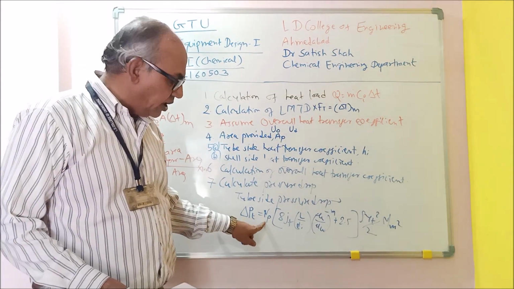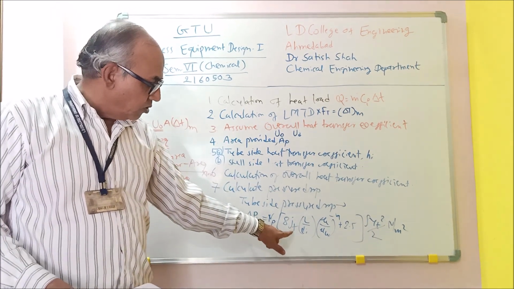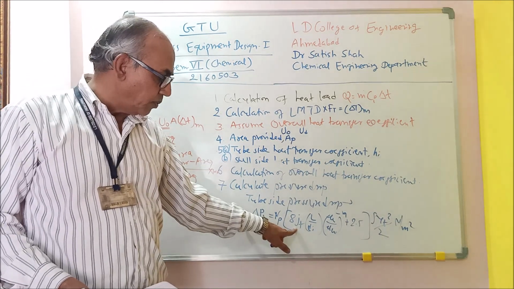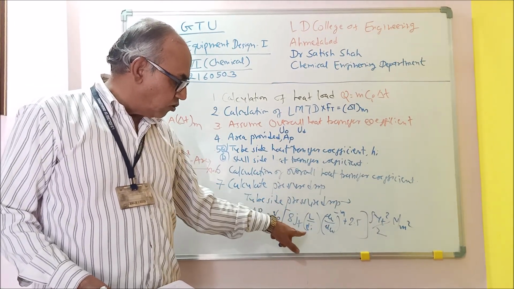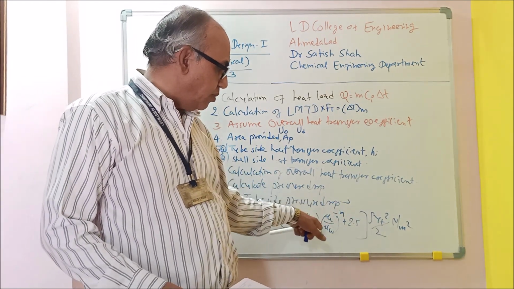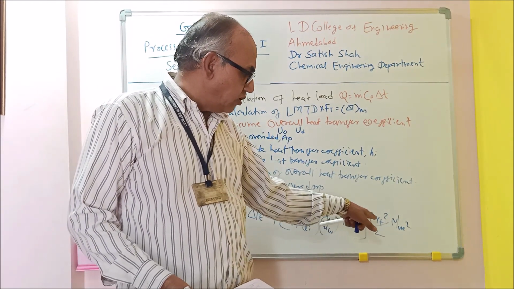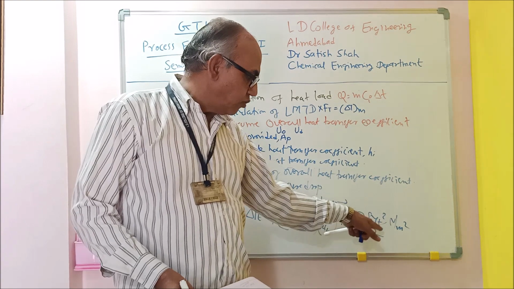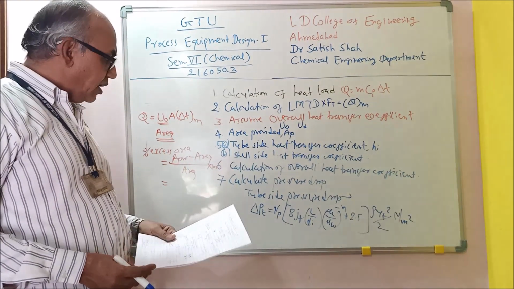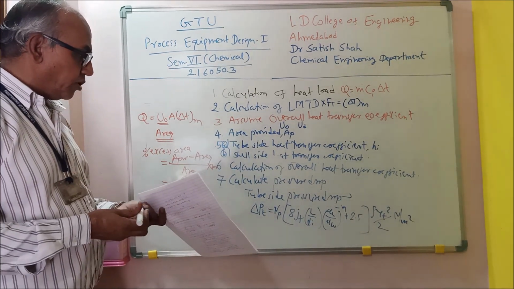What is here? NP, that is number of pass. JF, that is the factor which is already given in the book in a particular chart. L, that is tube length, Di, that is tube ID, and as I told you, this factor will be most of the time 1. Rho, density of the fluid, Ut is velocity of the fluid, and you will get the pressure drop like this.